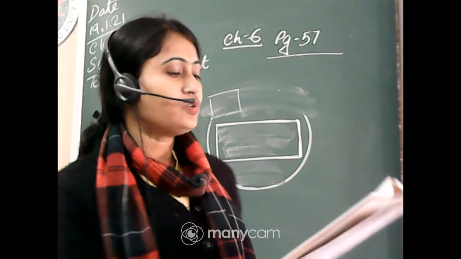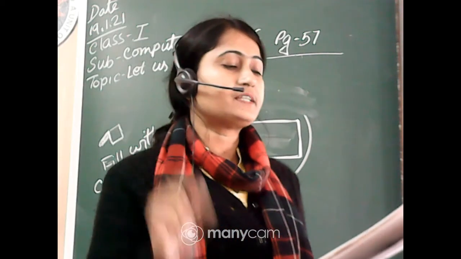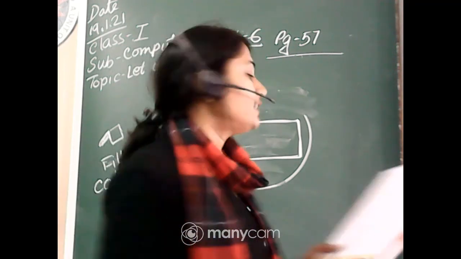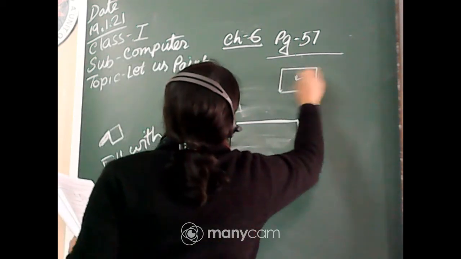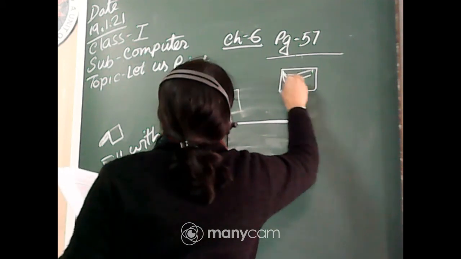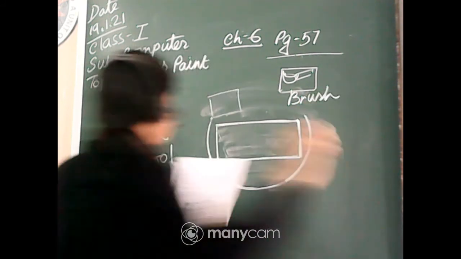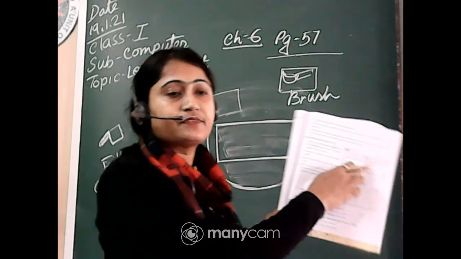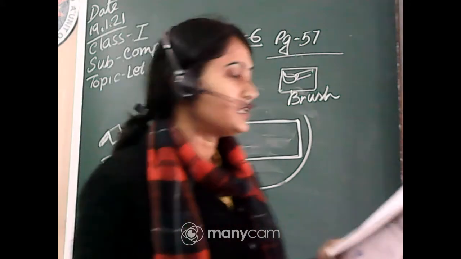Now the brush tool, this is the brush tool. Beside the tools there is a pencil tool, eraser tool, fill with color tool, text tool. Beside that there is a brushes tool. This is the brush tool. When you click the brush tool, you can see under this brush tool many brushes will appear. Many sizes of brushes. You can choose any brush from there.